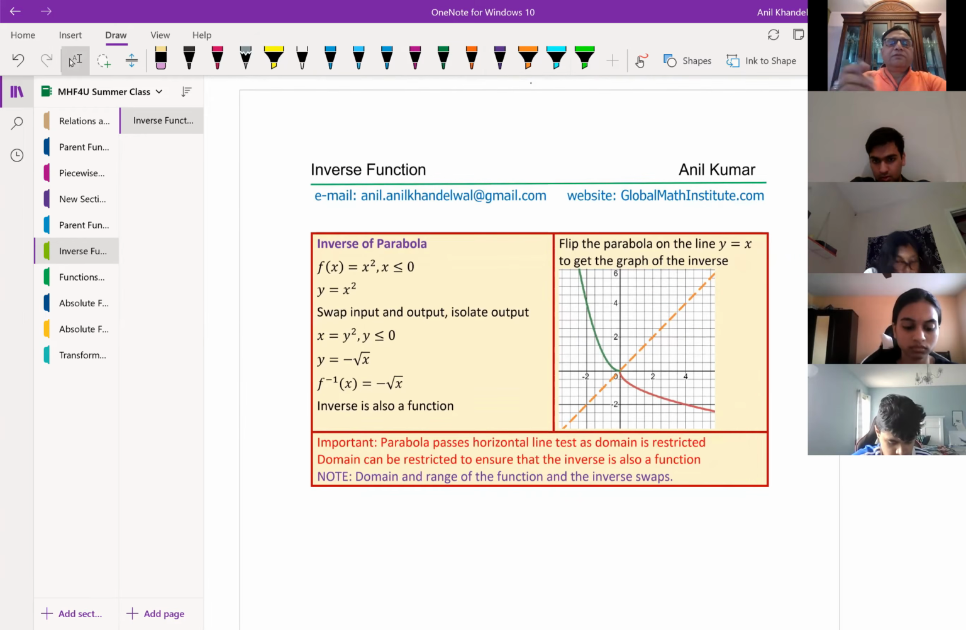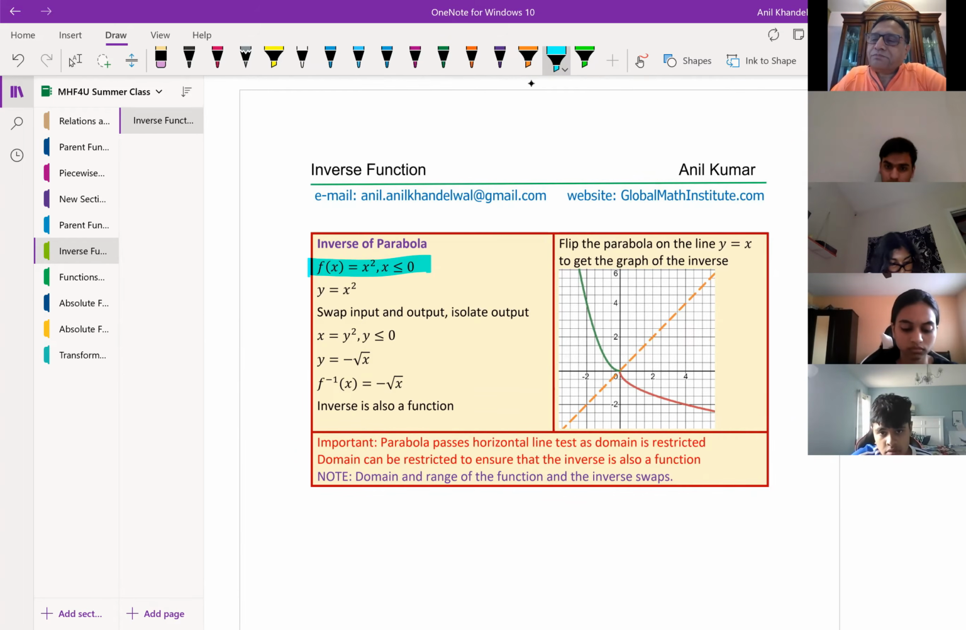Now, here we have a function. f of x is equal to x squared, where x is less than equal to 0. Now, when you get this equation, what will be the inverse of this function? Can you tell me, Vishruta? What is the inverse of this function? You would take the swap input output method by using the graph. Yes. Algebraically, tell me algebraically.